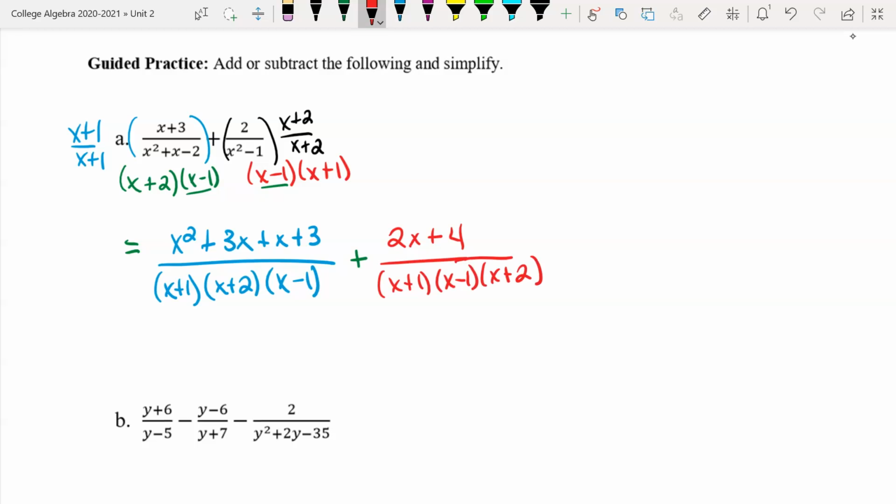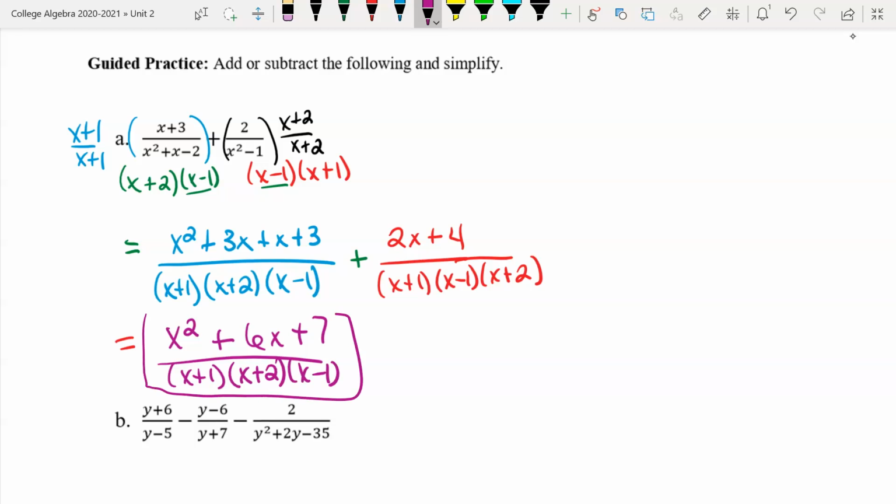So now they have the same denominator. I'm going to go ahead and combine like terms on the top. I get x squared plus 6x plus 7 over x plus 1, x plus 2, x minus 1. And you can write it like that.